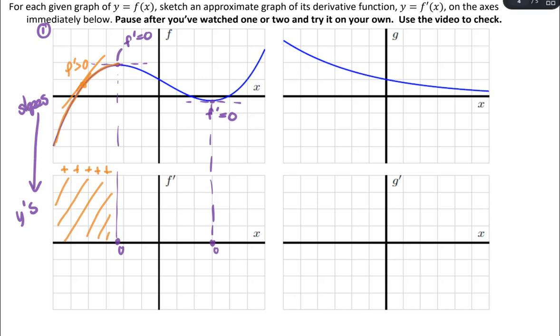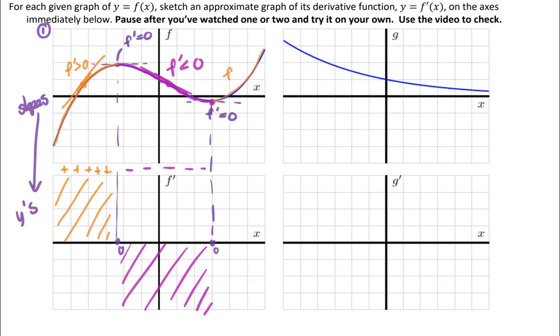The next section, let's see, right here, I can say the opposite. So anywhere along here that I draw a tangent line, my slope is going to be negative. So all through here, I expect my y values to be negative. And then the last section, again, my slopes are positive, which means my y values should be positive. So this is actually a fairly good start. We know when the derivative graph crosses the x-axis. We also know when it's above and below the x-axis.